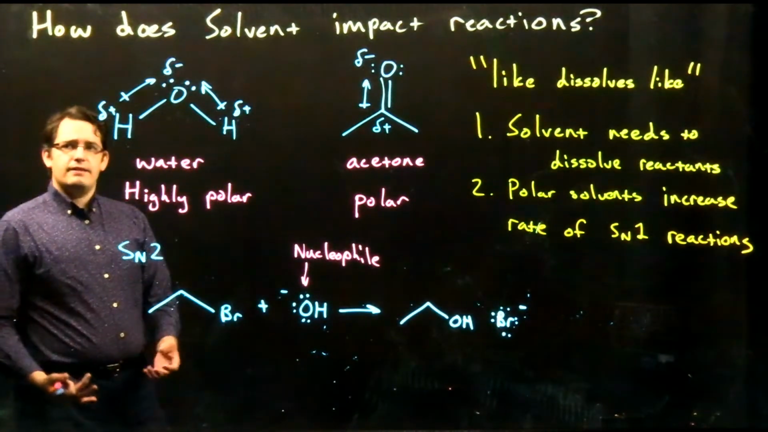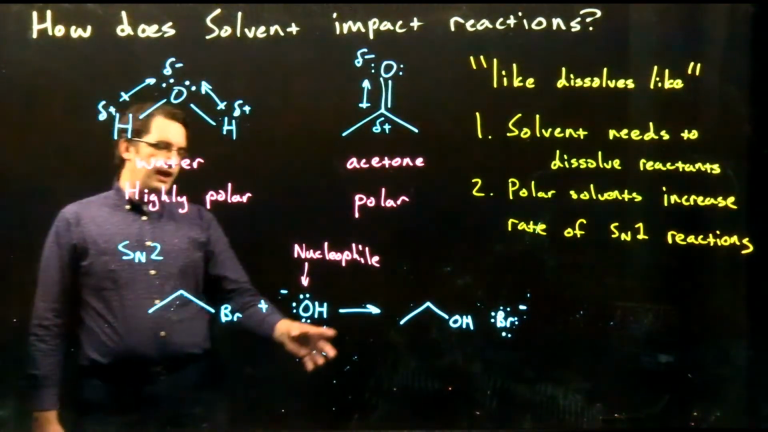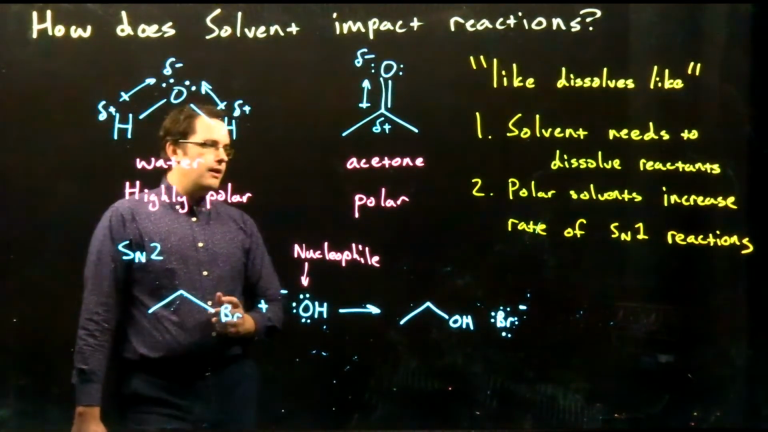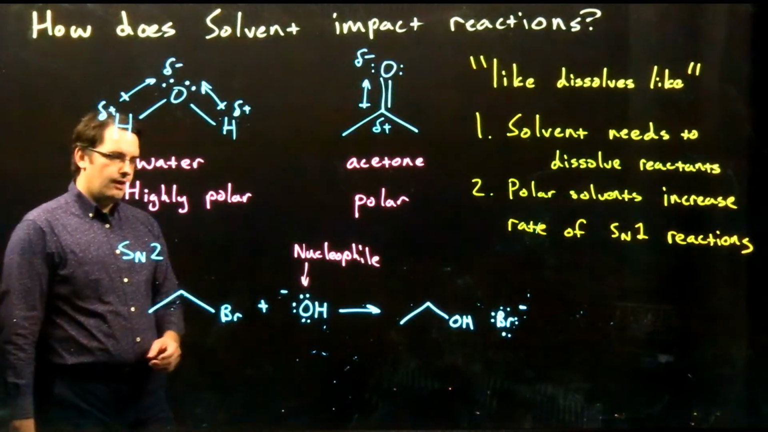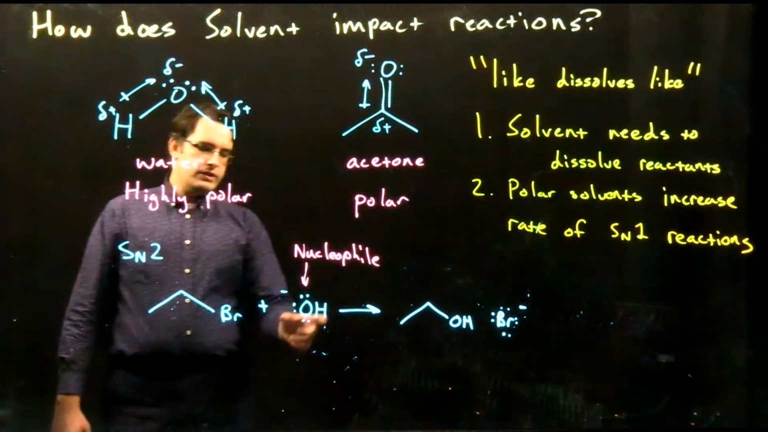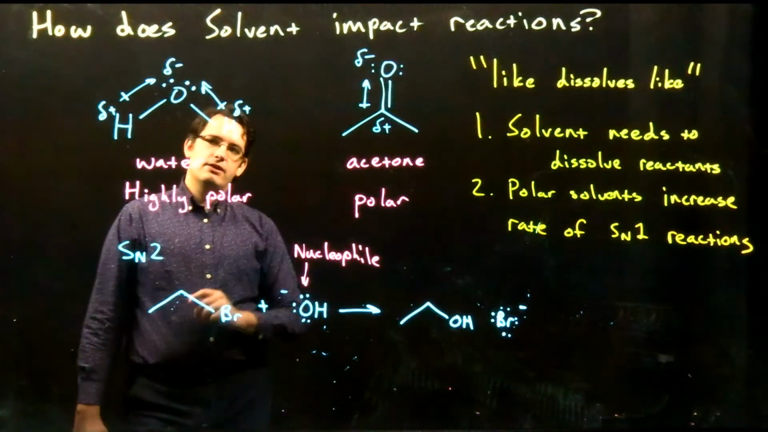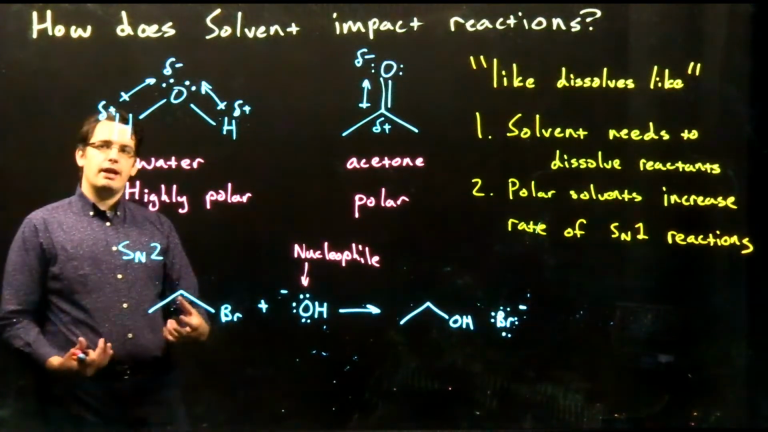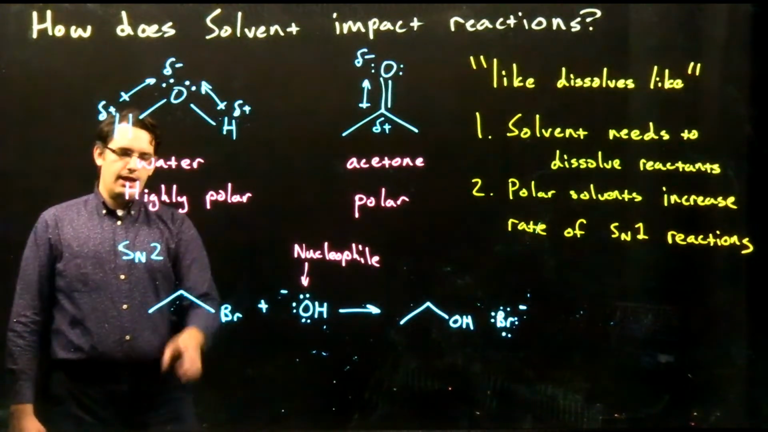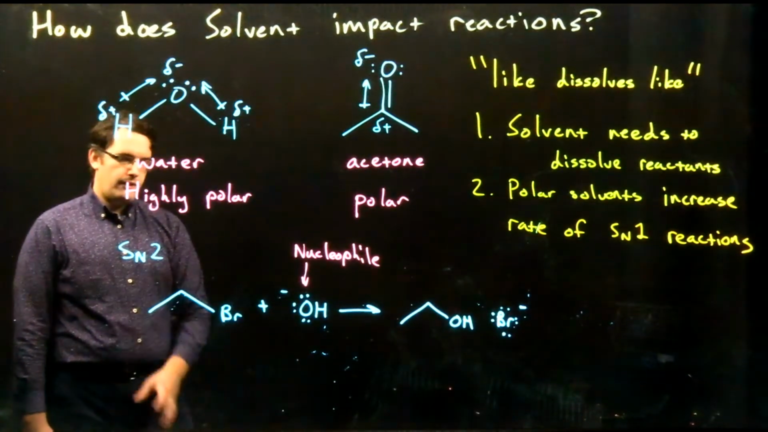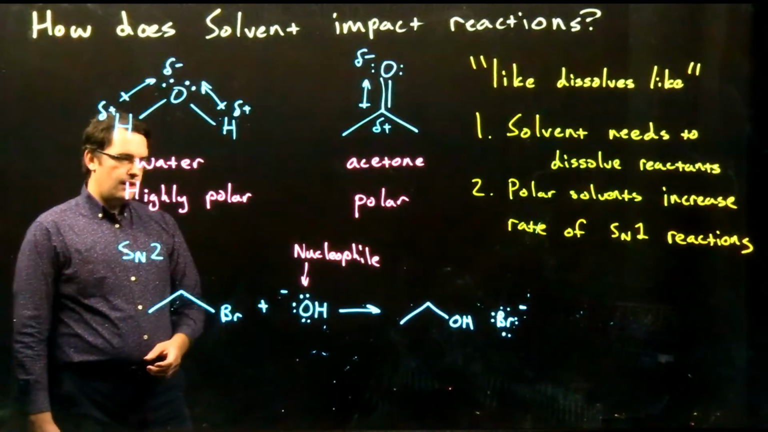Now let's consider the case of our SN2 reaction. The SN2 reaction, of course, doesn't have that carbocation intermediate, so it's not quite as dependent on the polarity of the solvent. However, we do still often have a negatively charged nucleophile. And since we have a negative charge, we're generally going to need a highly polar solvent in order to dissolve that nucleophile and allow it to react with our electrophile. So we still need a polar solvent.